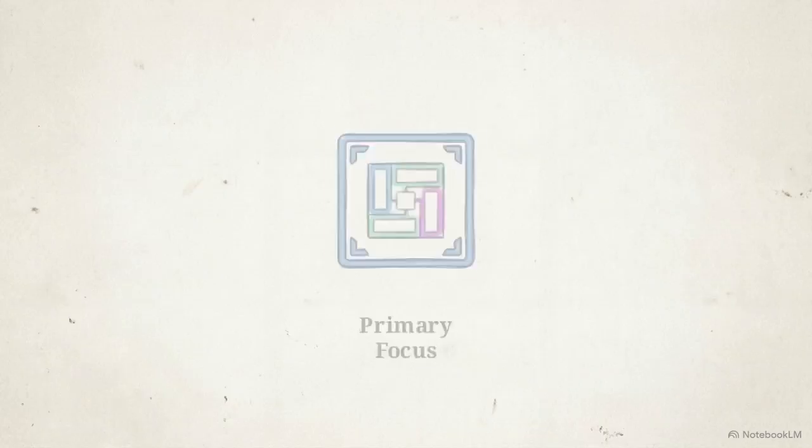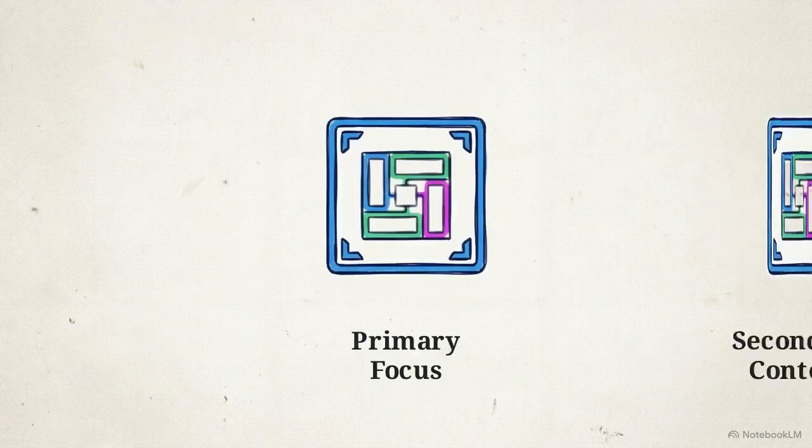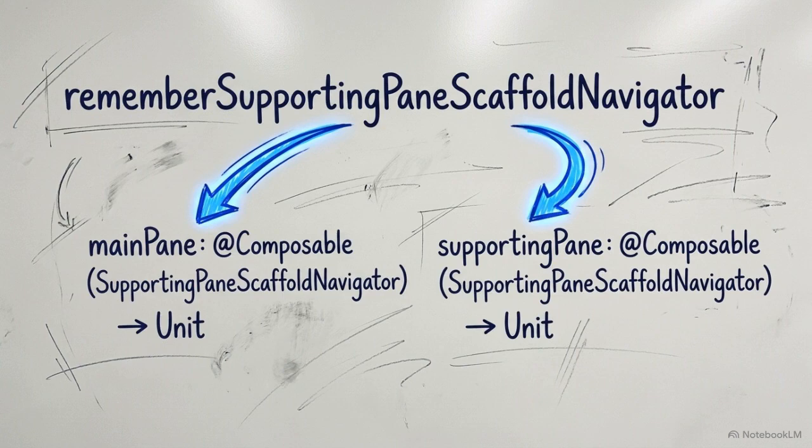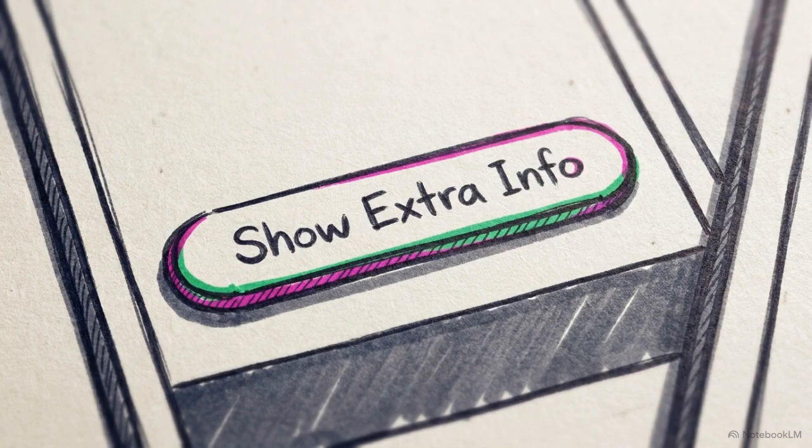The logic shifts slightly when we build the navigable supporting pane scaffold. Instead of a list and its details, this architecture separates a primary focus from a secondary context. We start by calling Remember Supporting Pane Scaffold Navigator. Then we map our composables to the main pane and supporting pane parameters.